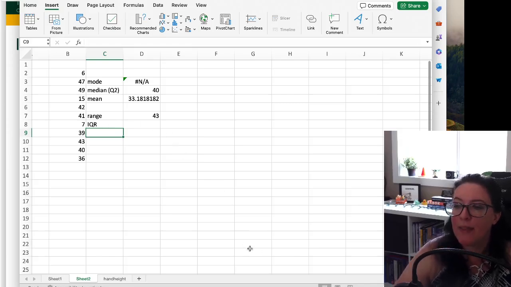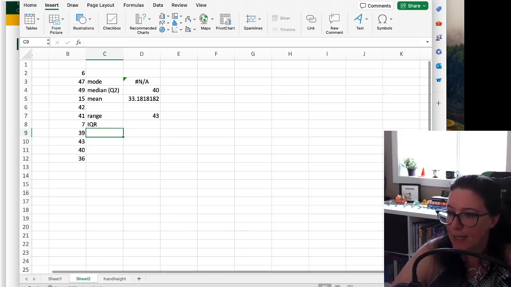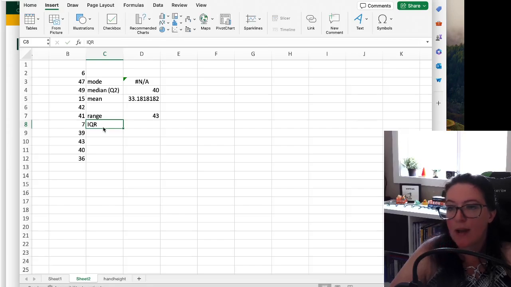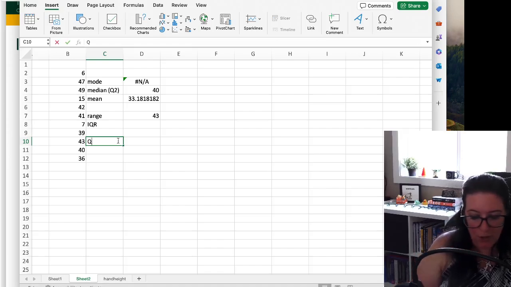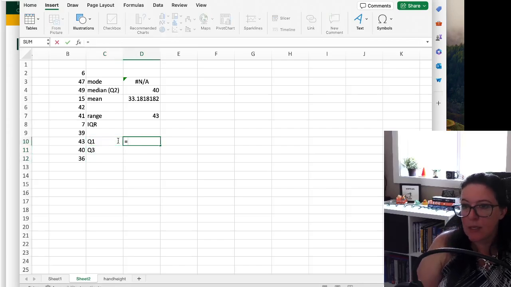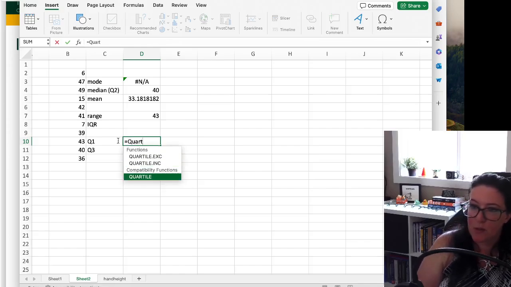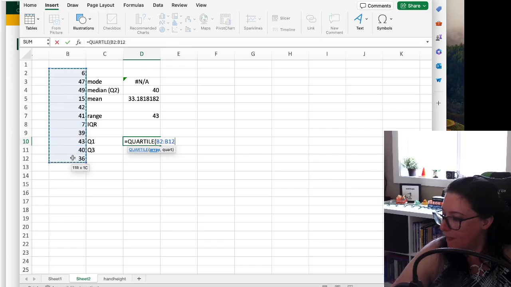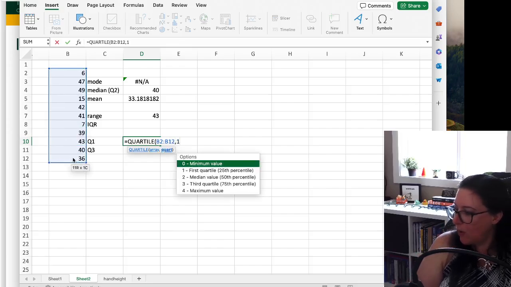Okay, now we want to find the interquartile range in Excel. There's not a command for interquartile range by itself, but you can ask for Q1 and Q3. So to do this, equals, and then we want quartile. We'll just use the old version here, quartile. And then you highlight your data. And then you tell it, I want quartile 1. Notice it shows up and gives you first quartile, median value, third quartile, maximum value.